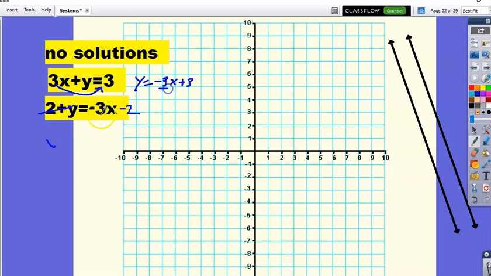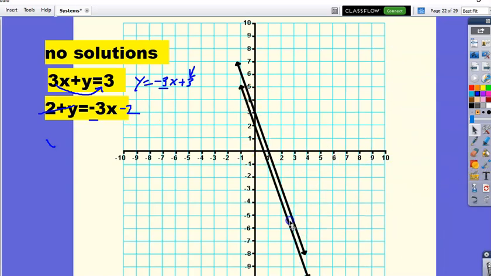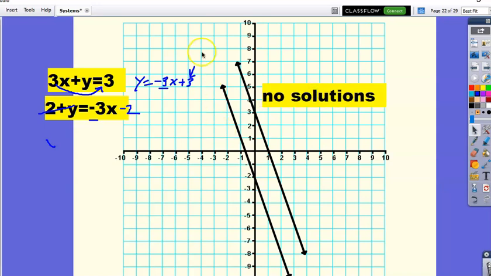Look, my slopes are both negative 3. Now this one's negative 3x plus 3, and this is negative 3x minus 2. So I know this one's going to go through the positive 3. Now let's see, this is already 1, 2, 3, right 1. Yes, it is. And this one's going to go through negative 2, then 1, 2, 3, right 1. So this has no solution because when I graphed them, my slopes were the same. If you have the same slope, your lines will be parallel and it will be no solutions.